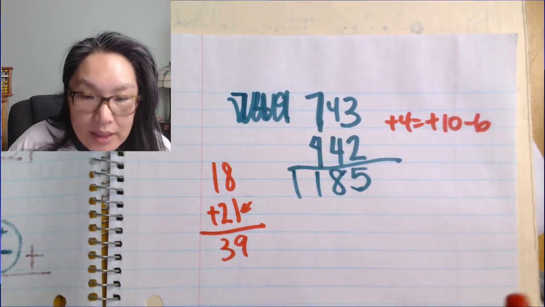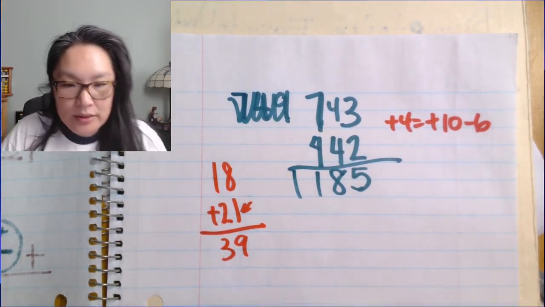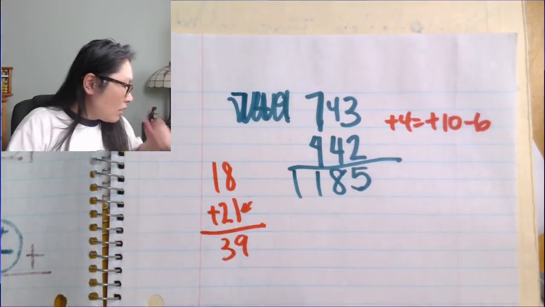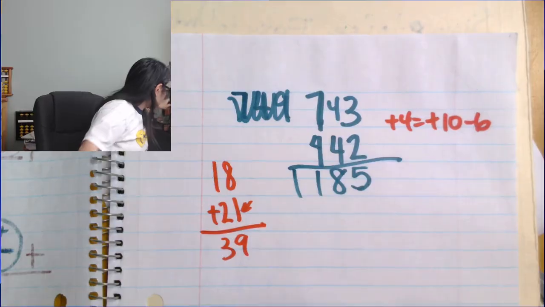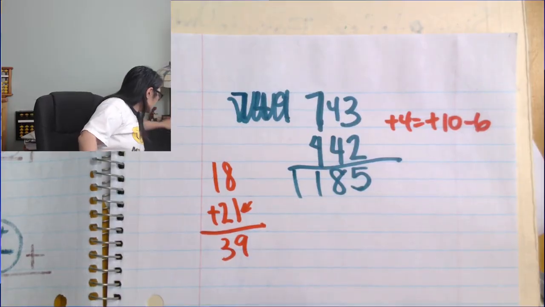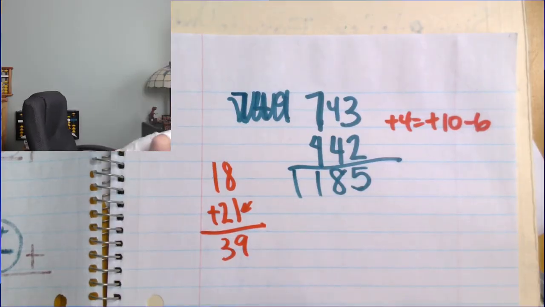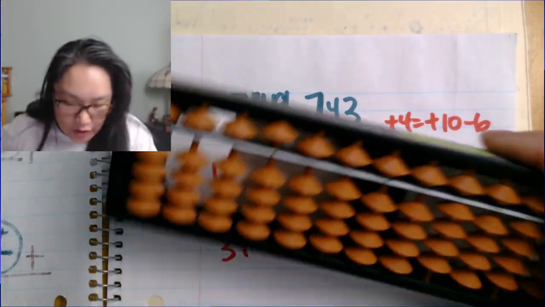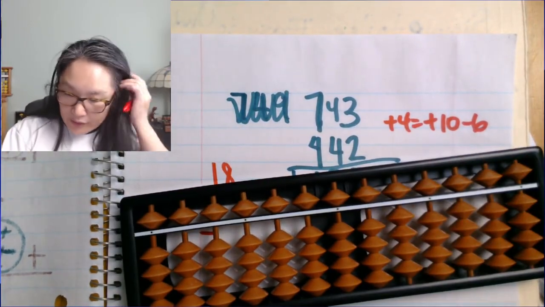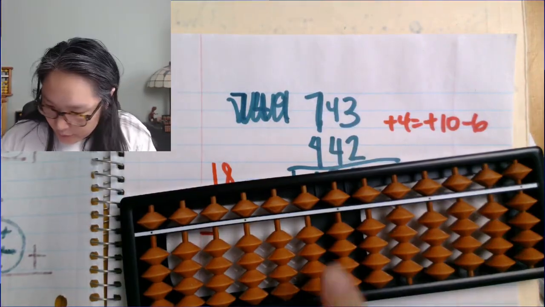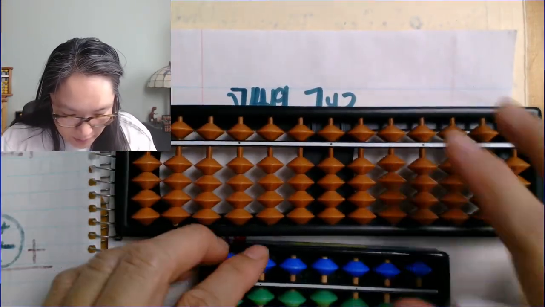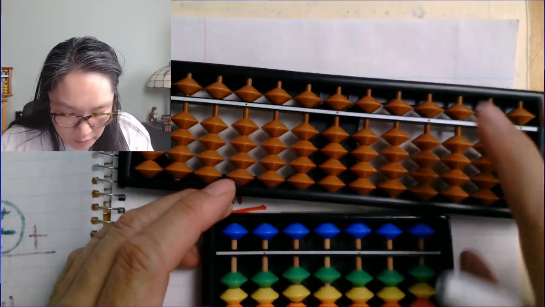And again, big numbers sound scary for abacus, but not at all. The only thing is I would have to change to this one because I don't have enough columns to put my numbers. Well, you know what? We can do it for this one.